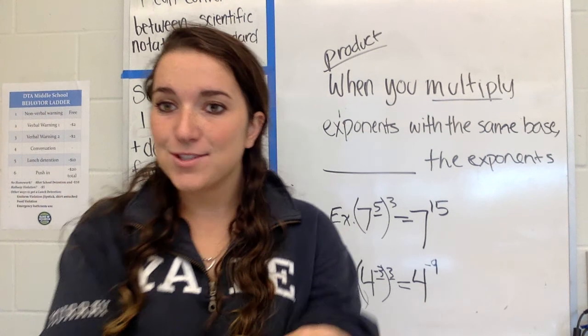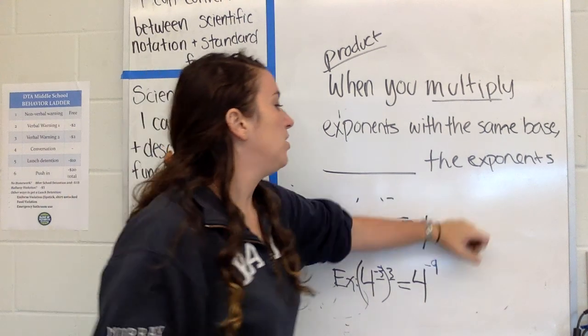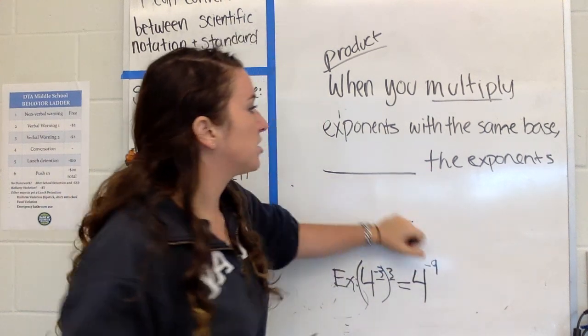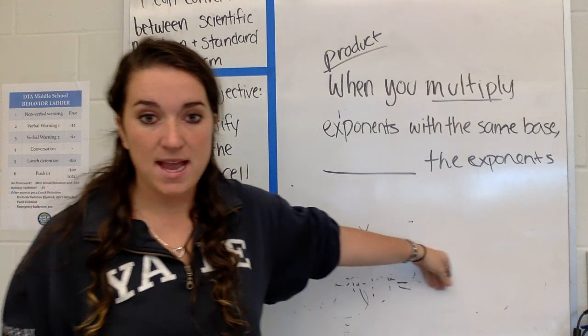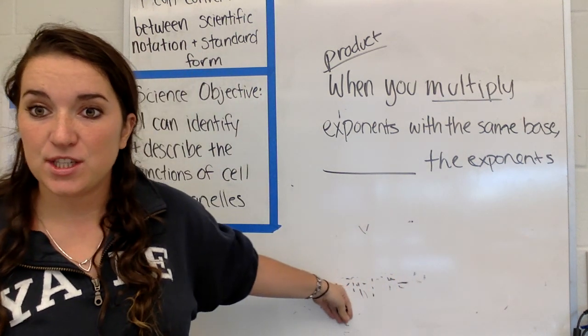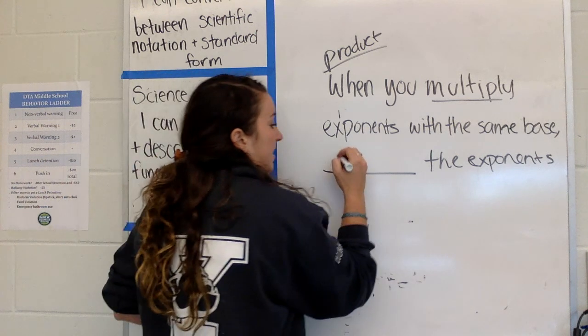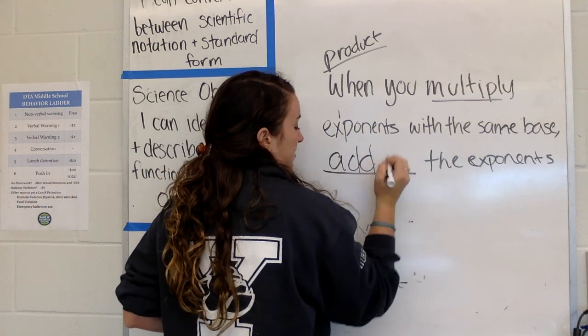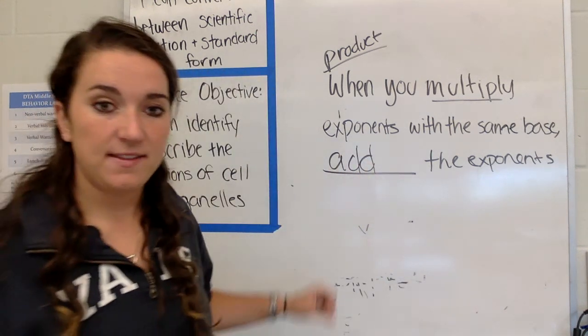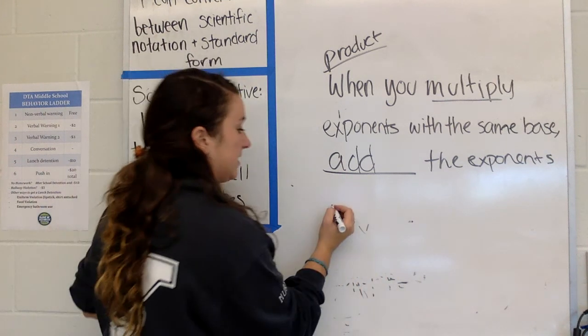So my two answers are 7 to the 15th power and 4 to the negative 9th. All right, our next rule is our product rule. So our product rule says when you multiply exponents with the same base, what do you do to the exponents? You add the exponents. So pause the video, get these down in your notes, and then we'll do the first example.